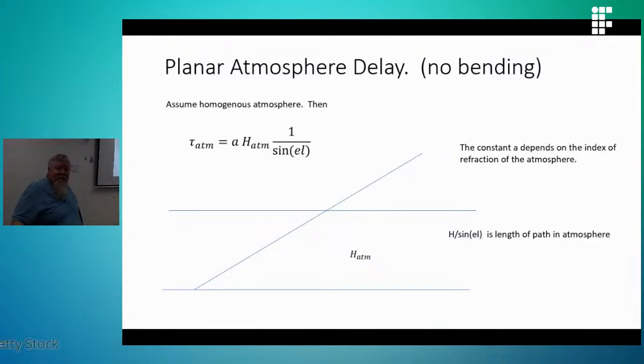So the simplest example is, I assume that I have an atmosphere and it has some constant density, and the path goes straight like that. Now, the length of this path here is 1 over sine elevation compared to just going straight up. So as I go further and further down, this path length increases. So it goes through more and more of the atmosphere as I go down to lower elevations.